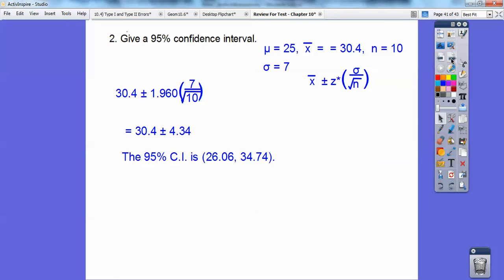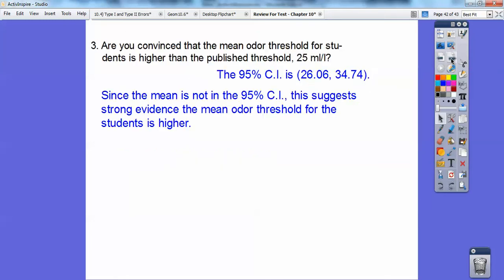Okay, so now number 3 is this. It's asking, are you convinced that the mean odor threshold for the students is higher than the published threshold of 25 milligrams per liter? Well, here's my 95% confidence interval, and since this 95% confidence interval is above the threshold, this suggests strong evidence that the mean odor threshold for the students is higher. Okay, because 25 is lower than the 95% confidence interval.